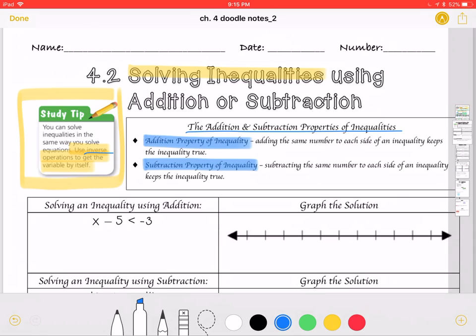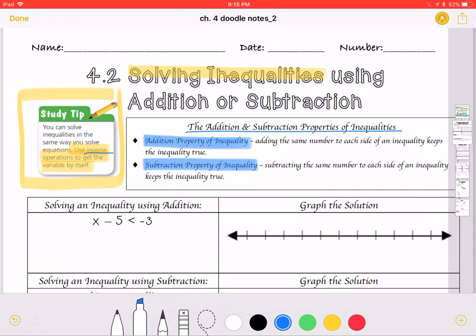So same as an equation, in order to keep it equal, we had to do it to the same sides. But for an inequality, in order for it to remain true, to remain maybe less than or greater than, you have to do it to both sides, right? We can't do one thing to one. It's going to stay unbalanced. It's not going to work out. So you have to do it to both sides.